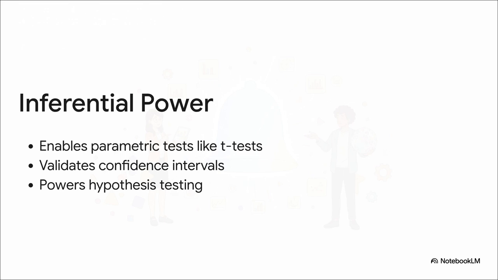It enables parametric tests like t-tests and ANOVA, which scientists completely rely on to detect true effects in their data. It validates the 95% confidence intervals used by researchers to estimate parameters. And it powers hypothesis testing by letting us calculate trustworthy p-values. Literally, without the Central Limit Theorem, the entire framework we use to infer truths about a giant population from a tiny sample just would not function.